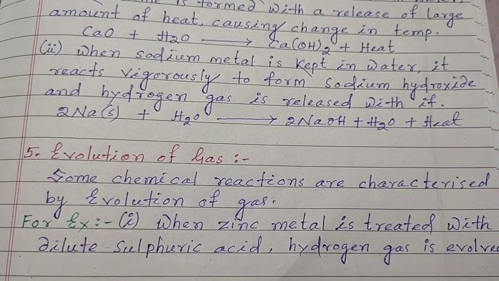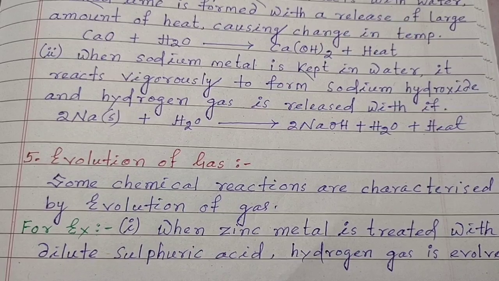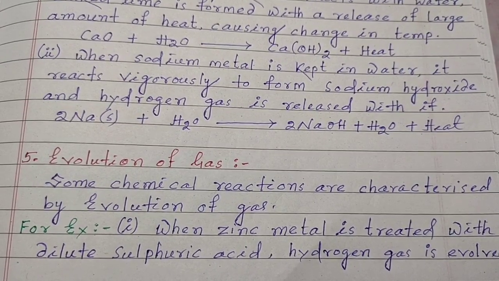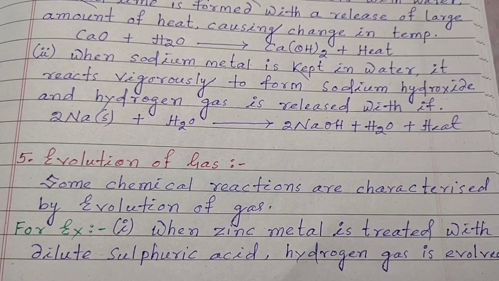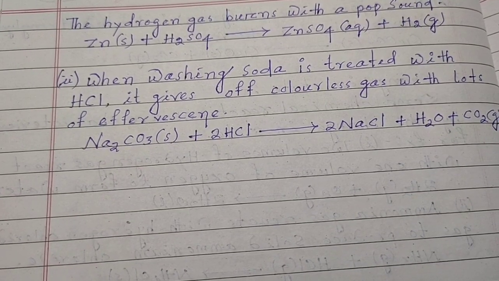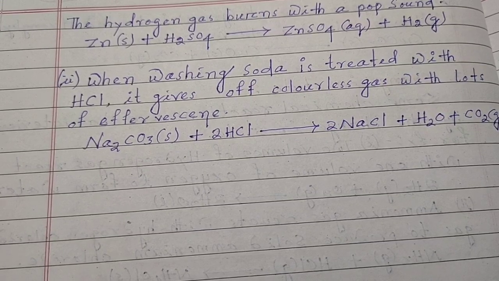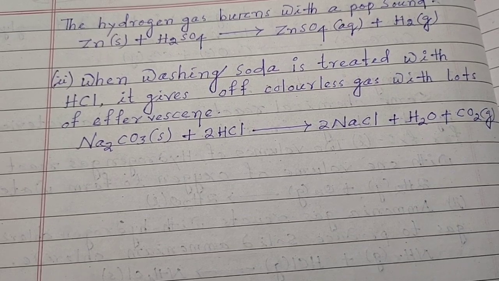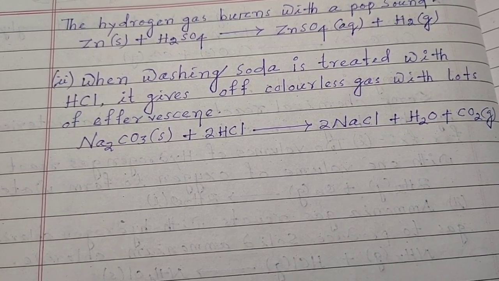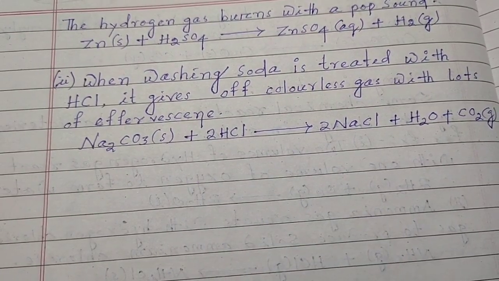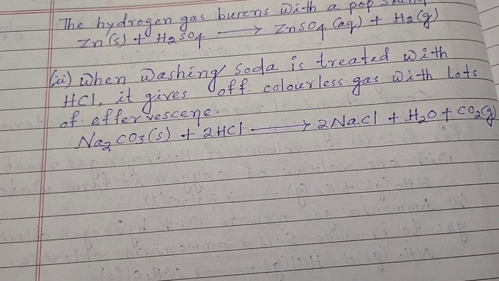Next characteristic of a chemical reaction, the evolution of gas. Some chemical reactions are characterized by evolution of gas. For example, when zinc metal is treated with dilute sulfuric acid, hydrogen gas is evolved. The hydrogen gas burns with a pop sound. Zinc reacts with sulfuric acid to form zinc sulfate and hydrogen gas. Second example, when washing soda is treated with hydrochloric acid, it gives off a colorless gas with lots of effervescence. Na2CO3 plus 2HCl gives 2NaCl, water and carbon dioxide.